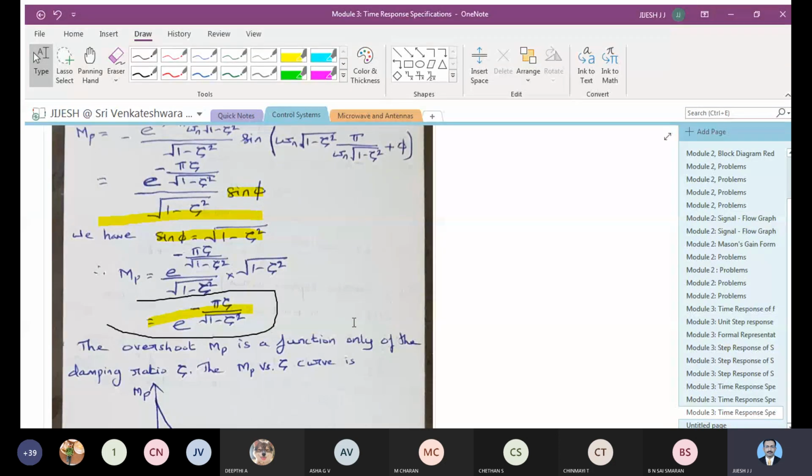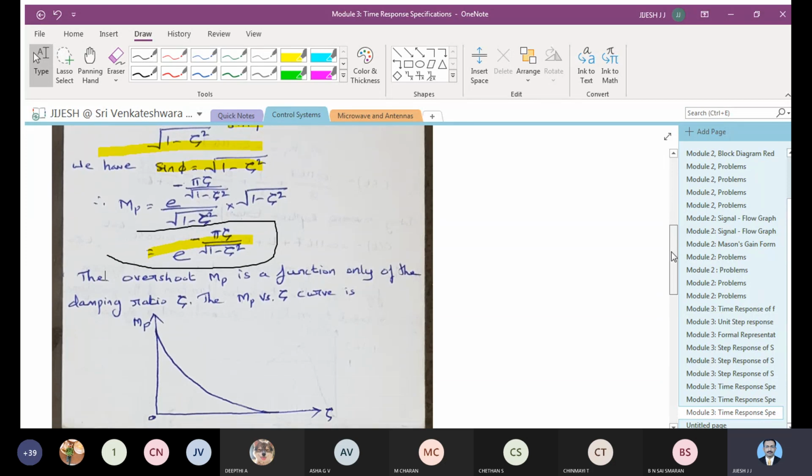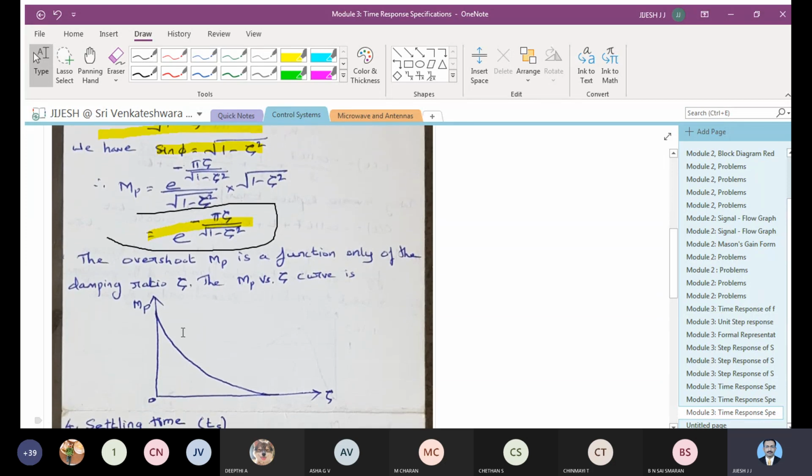So you got the equation for Mp, and now we will see the overshoot Mp as a function of damping ratio zeta. So we get the curve in this form. You can draw this curve, and you know that Mp is going to vary as per the value of zeta. So the curve is going to be in this form. So as the zeta value increases, the Mp is going to be lesser.